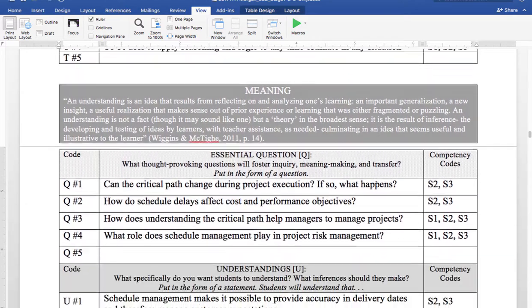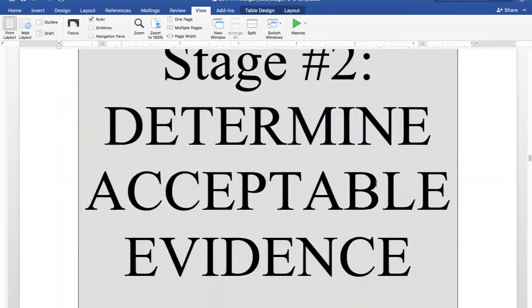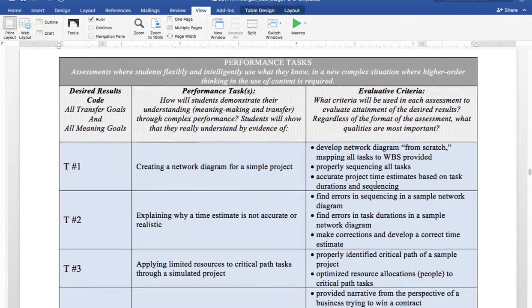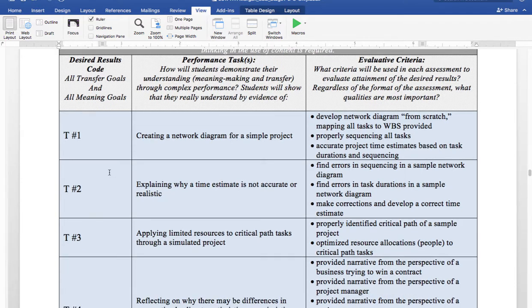So there again, we have the transfer objectives, and now associated with those transfer objectives, here were the different performance tasks for each of these transfer objectives, and then the associated evaluative criteria, the way in which we'll determine whether the desired results were achieved.